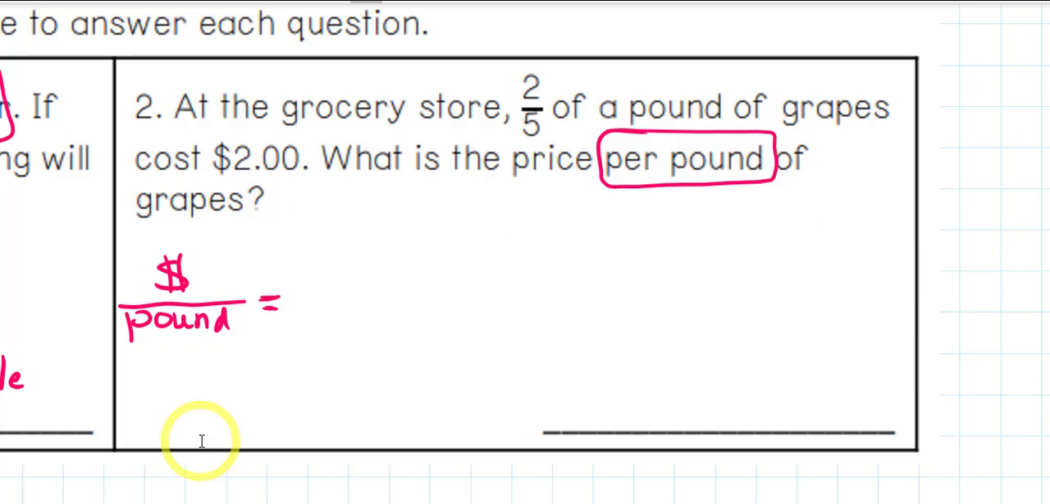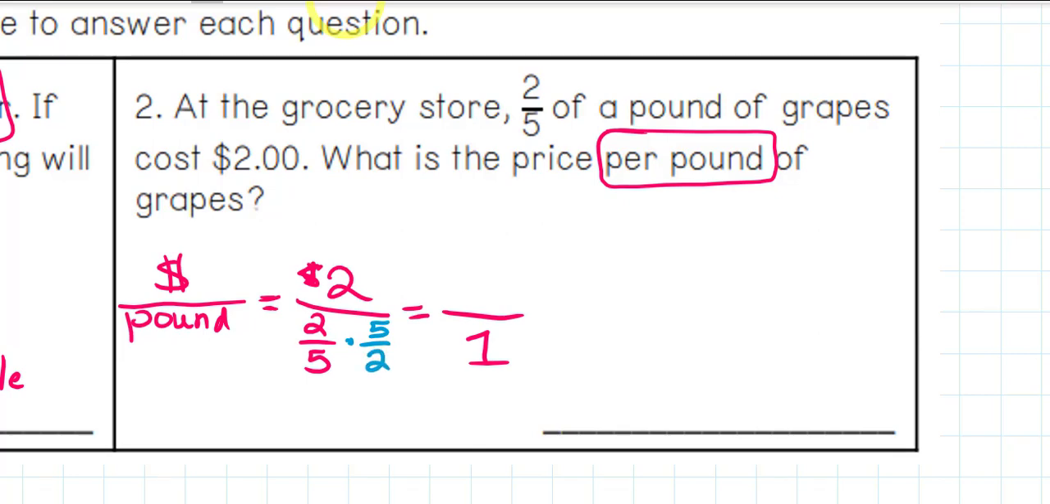Now that I've set my words up, I can just plug in the information that's been given in the word problem. So if I'm taking a look here, the price that is given is $2, and the pounds would be 2/5 of a pound of grapes. Now I'm going to set up my unit rate with a denominator of 1. And the question being asked here is, how does 2/5 become 1? Well, you have to multiply it by its reciprocal in order to get 1. And I will multiply the numerator also by the reciprocal of 5/2.